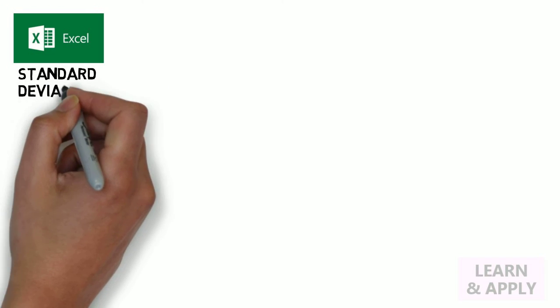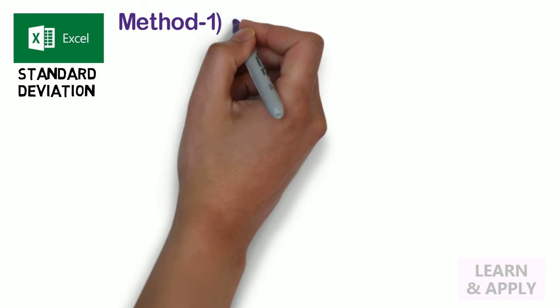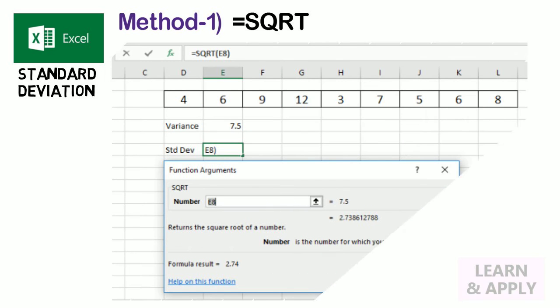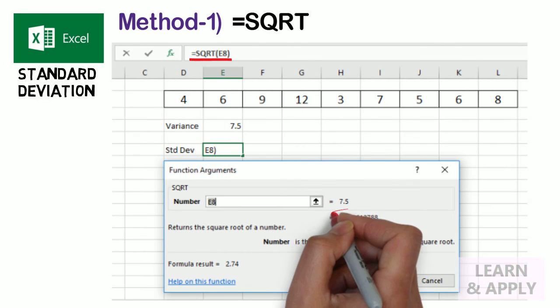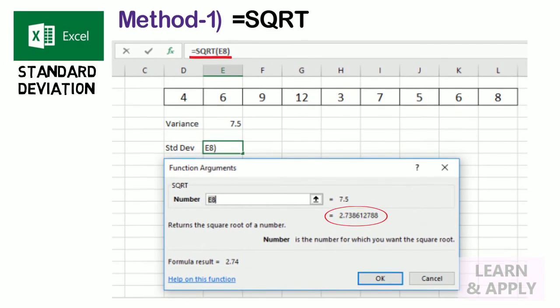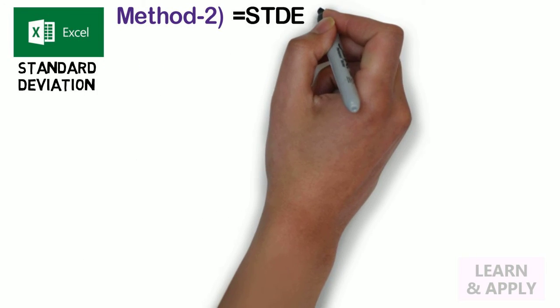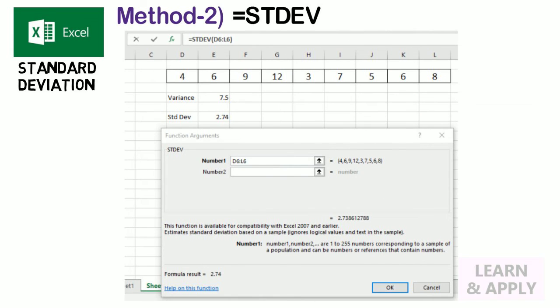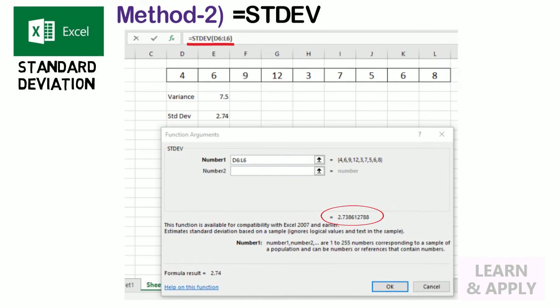Similarly, we can calculate standard deviation in Excel. There are two ways to calculate the standard deviation. One, use the function SQRT if variance is known to us. That is, standard deviation is equal to SQRT of E8 in our example, which is equal to 2.7386. And second, simply use the function STDEV. Standard deviation is equal to STDEV of the data range, which is equal to 2.7386.